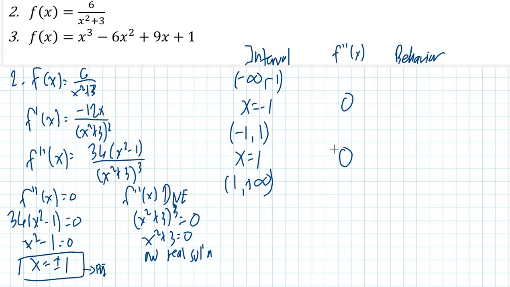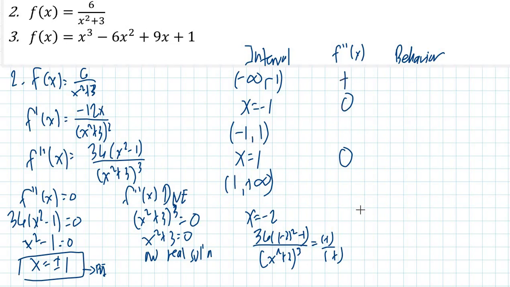So let's choose x equal to negative 2. Negative 2 squared is positive, minus 1 makes it positive, times 36 is still positive, over negative 2 squared plus 3, which is positive, cubed is positive. So positive divided by positive gives you positive here.